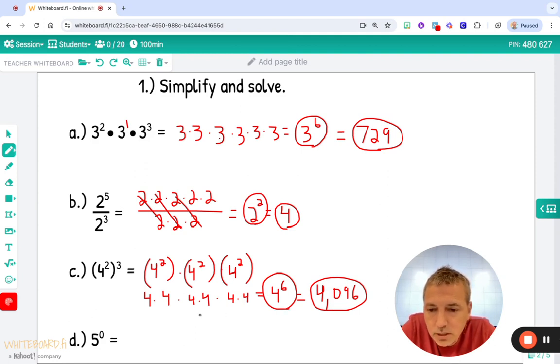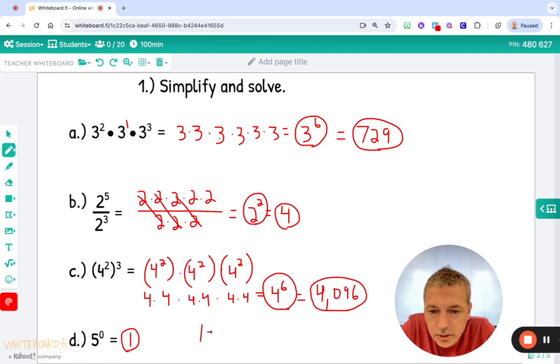And this last one says 5 to the 0. Well, here's a little rule you can remember. Anything to the 0 power is always going to be 1, okay, no matter what it is. 1,000 to the 0 power, 10 to the 0 power, it's always going to be an answer of 1. But I'm going to show you why it works.